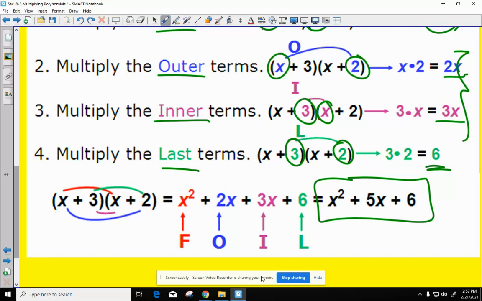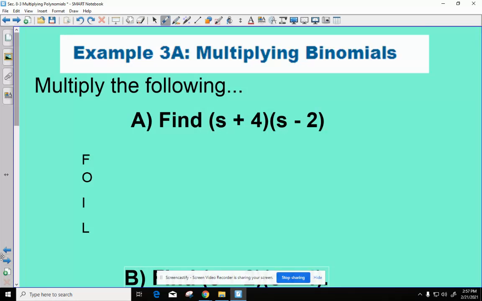Okay, so we're going to try this a couple times. I think you'll get the hang of it. Pretty soon, I bet you'll be able to multiply these together without even having to write them down. Okay, so here's the first one we're going to take a look at. S plus 4 times S minus 2 following the FOIL method over here. So we'll just kind of keep those letters off to the side for us to think about.